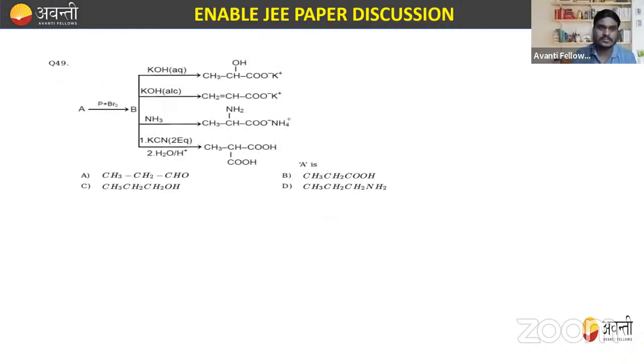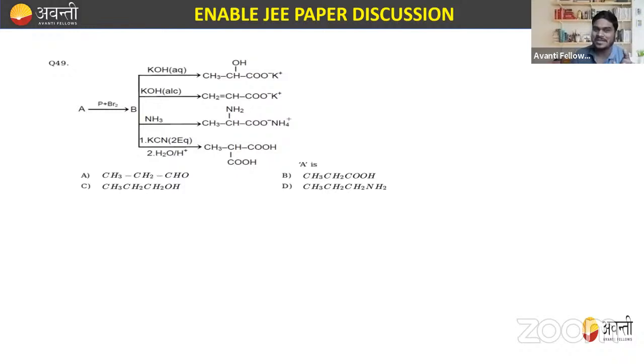Okay. Now this is also a very important question. When A is treated with phosphorus plus Br2, the formation of B takes place. And B reacts with KOH, NH3, KCN, and H2O to form this. What is A here? So this is a simple question. Whenever A is treated with KOH, NaOH, NH3, it will form what? It is basically a carboxylic acid.